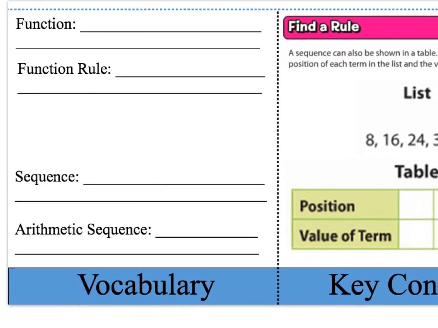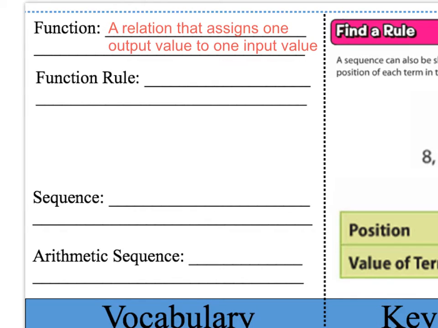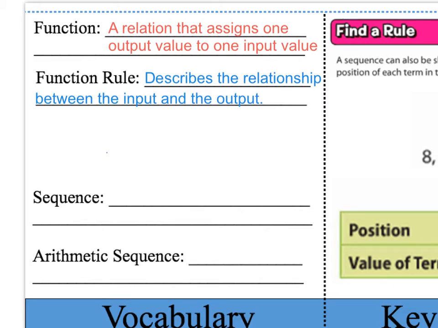So let's go ahead and talk about some of the vocabulary. The first vocabulary word is function. And a function is a relation that assigns one output value to one input value. The second vocabulary word is called a function rule, and a function rule is something that describes the relationship between the input and the output value.